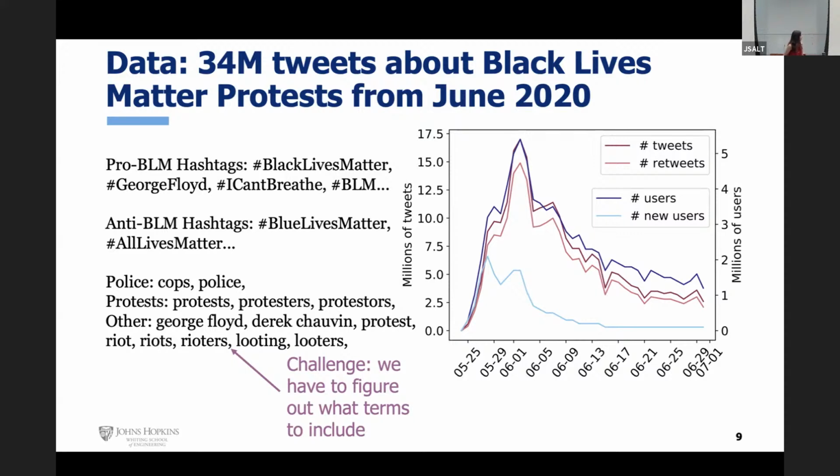One of the challenges in this sort of work is we need to figure out what to actually include in the data set. If we only collect tweets that have the hashtag Black Lives Matter, then we're missing a lot of data, right? There were many other hashtags that people used to post about these movements, so we have to figure out what are the right terms to collect. So when we're starting a research project in this space, one of the early questions is just, are you collecting the right data? So we pull a bunch of terms, pro-Black Lives Matter hashtags. We include terms that are more likely to be used by people who are opposed to the movement, and then terms that generally refer to protests and police that weren't necessarily hashtags.